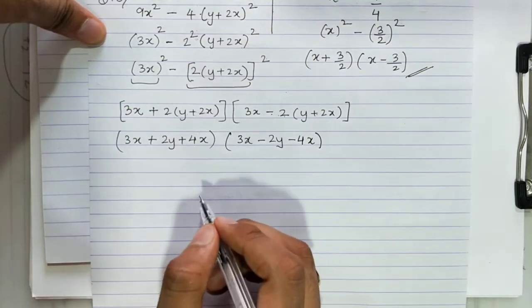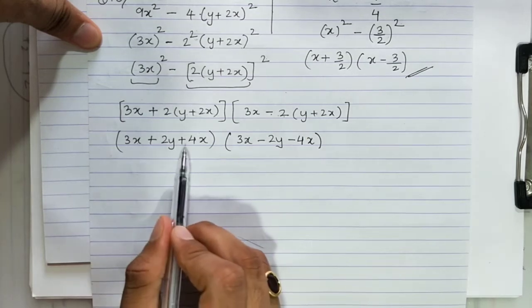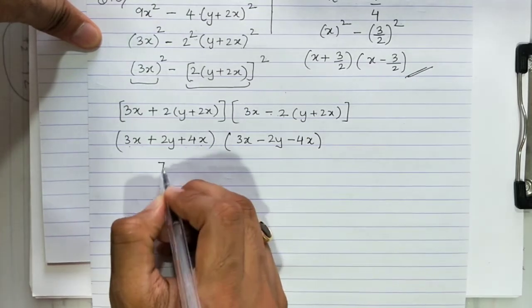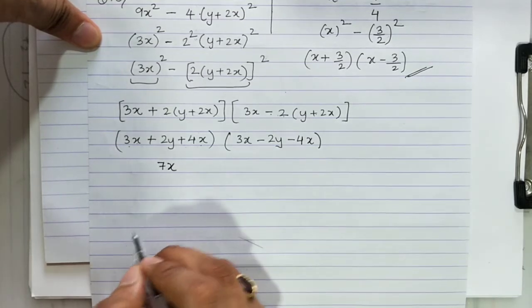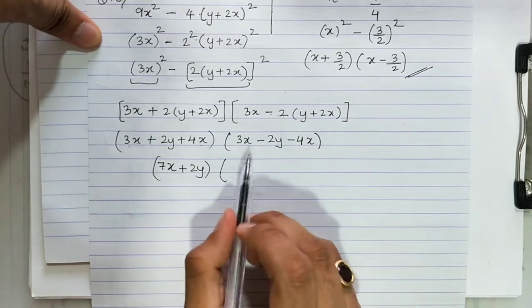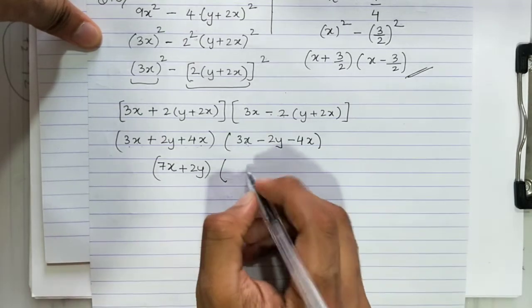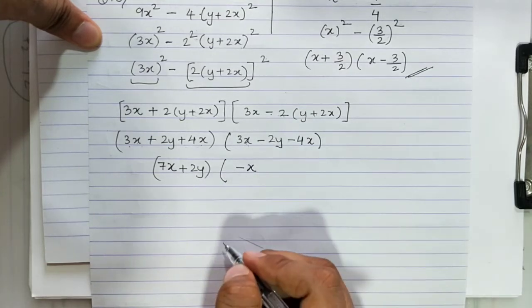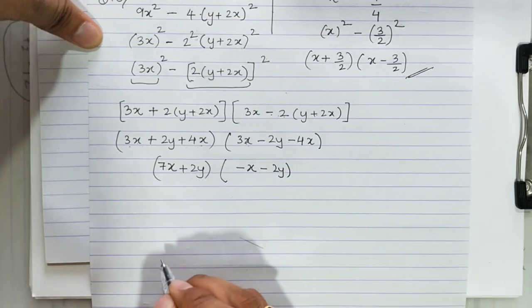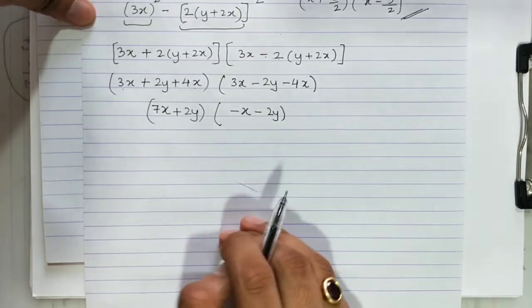Okay, then 3x plus 4x. 3x plus 4x is 7x plus 2y. Here 3x minus 4x. 3x minus 4x is minus 1x or minus x, minus 2y. This is my answer. Okay, but we can do one more simplification here.